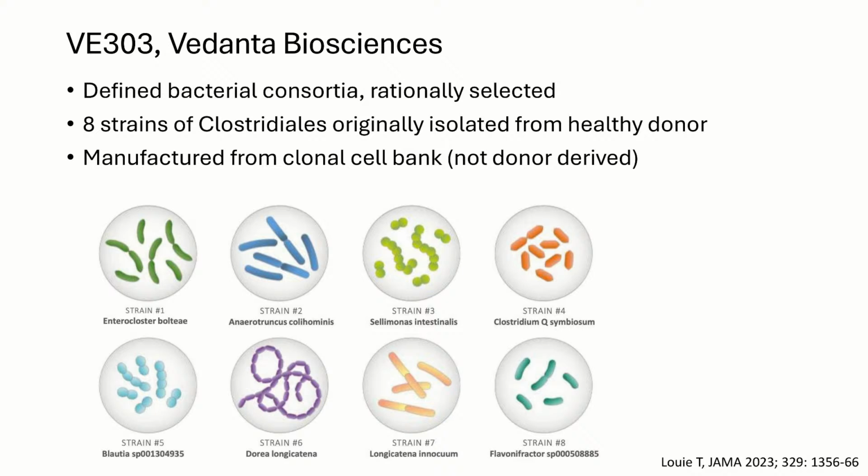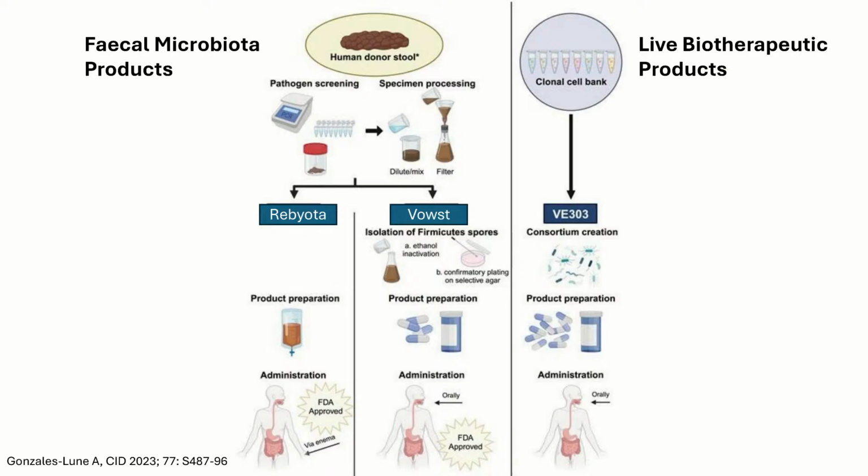So if this works and the phase 1 and phase 2 trials look promising, this could be a bit of a game changer in how we approach restoration of the gut microbiota in patients who need to be treated for recurrent C. diff infection. And that's just a summary of the previous few slides. Rebiota and VOWST rely on human stool donations, on us screening the donors to exclude pathogens, and basic processing, versus these live biotherapeutic products that remove the need for a donor and allow us to scale up.